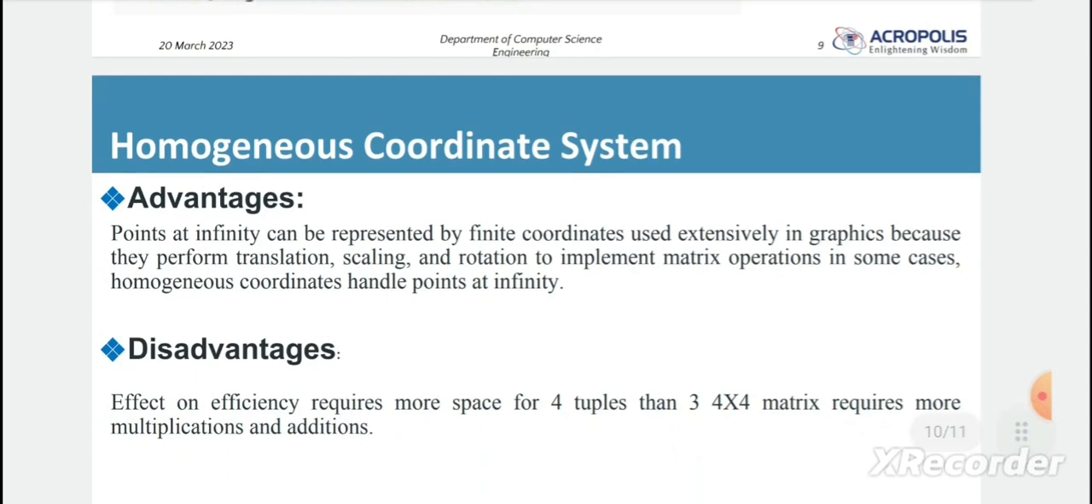Now there are certain advantages and disadvantages. Advantages are that if we are given any infinite coordinates, and we have to work out how to scale them or use them to solve our particular query, we can just translate, rotate, or scale. We can use any of the methods and put it into finite coordinates. Disadvantages are the effect on efficiency and that it requires more space. For a 4 cross 4 matrix, it requires more multiplication and addition.